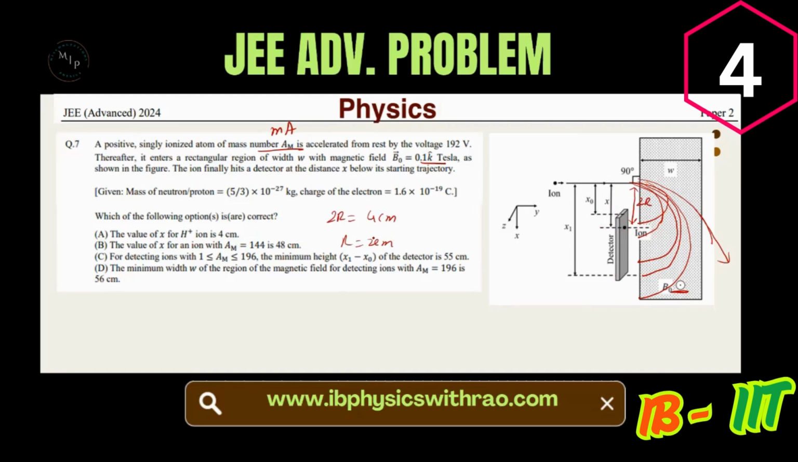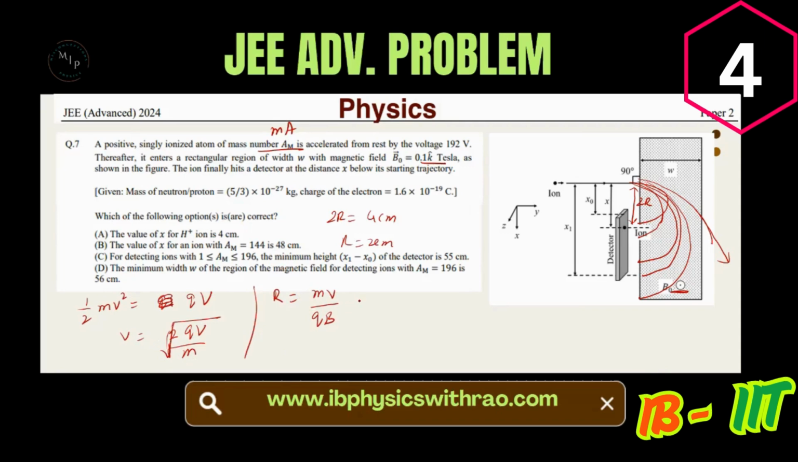So how do you start here? Very simple. You need to start with, once again, half mv square is equal to q times v, and then v should be equal to square root of 2 times qv divided by m. You get this one here, and after this you need to get the value of R. Value of R would be equal to mv divided by qb. For hydrogen, this m is nothing but 5/3 into 10 power minus 27.